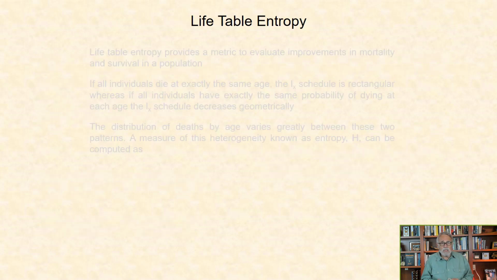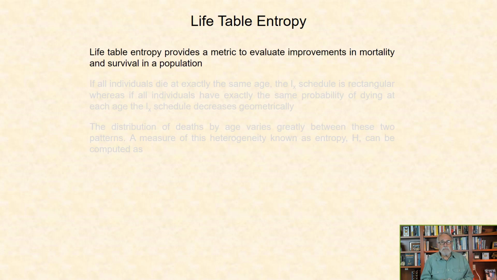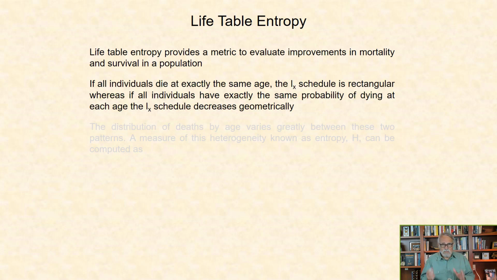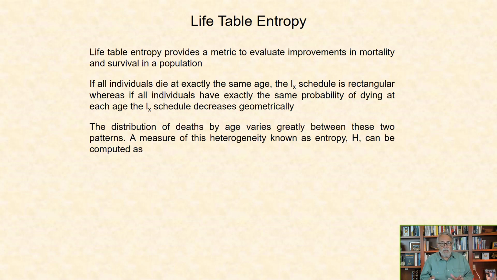The third metric is life table entropy. This provides a metric to evaluate improvements in mortality and survival in a population. So if all individuals die at exactly the same age, the LX schedule is rectangular. Whereas if all individuals have exactly the same probability of dying at each age, the LX schedule decreases geometrically. So the distribution of deaths by age varies greatly between these 2 patterns. A measure of this heterogeneity, known as entropy, denoted H, can be computed with this formula.